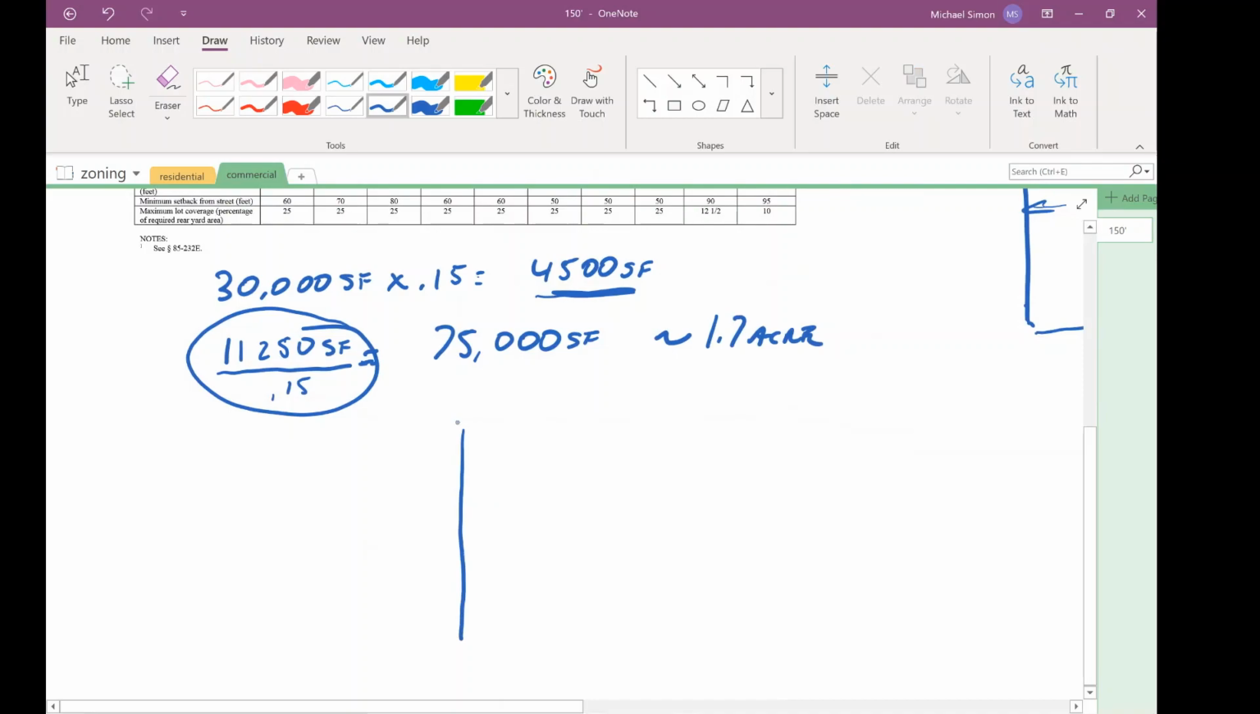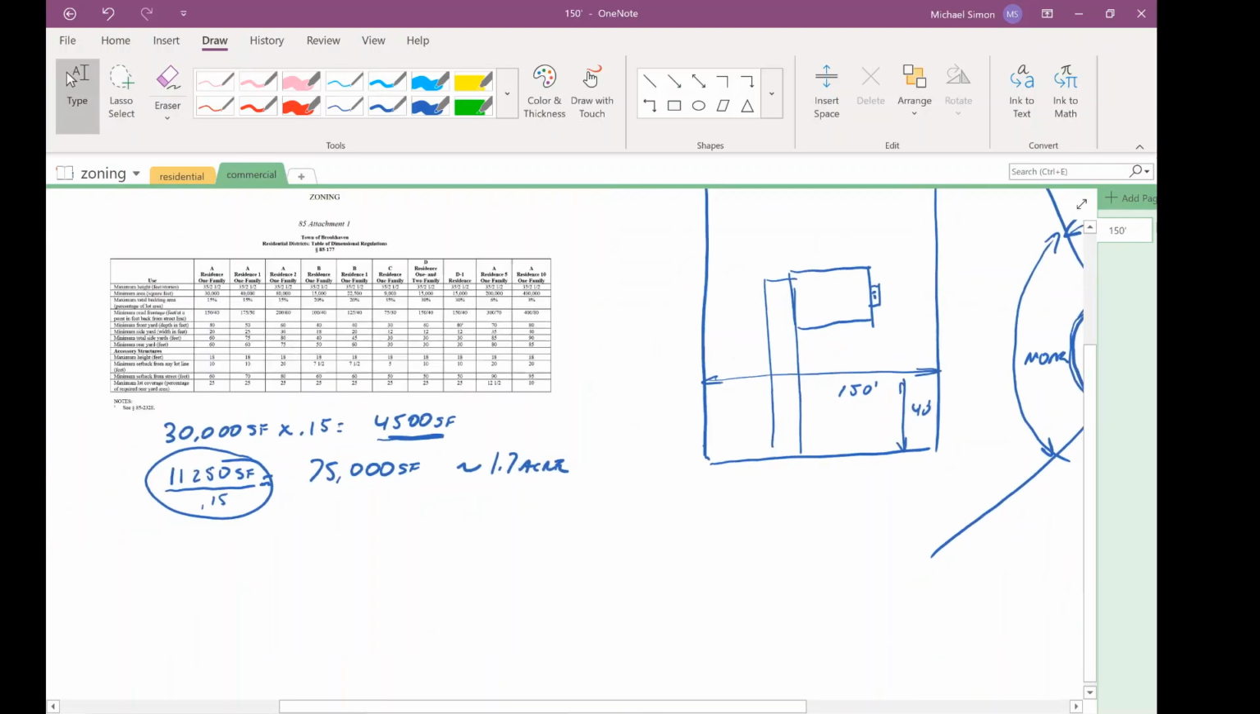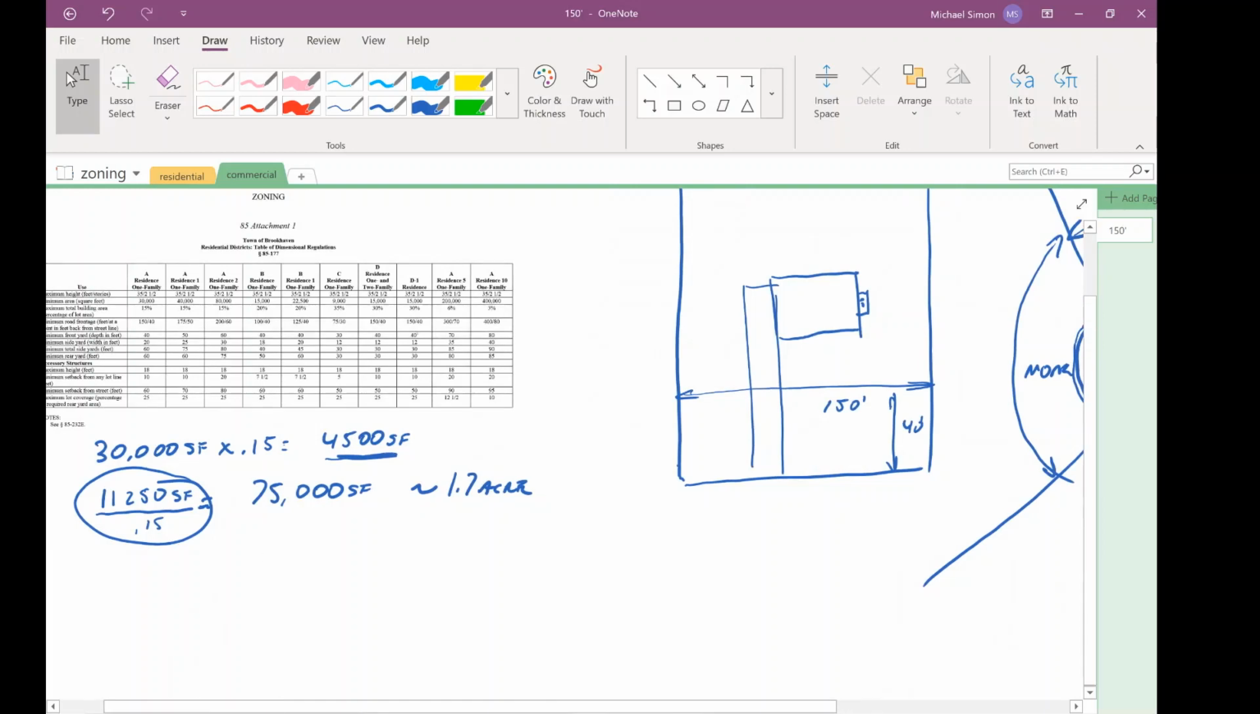So if we go back to this one we have right here, it's telling us that our minimum front yard, from here to here, is a 40 foot minimum. It can be more than that, not less. Your side yard is not measured to the driveway, it's actually measured to the house itself.